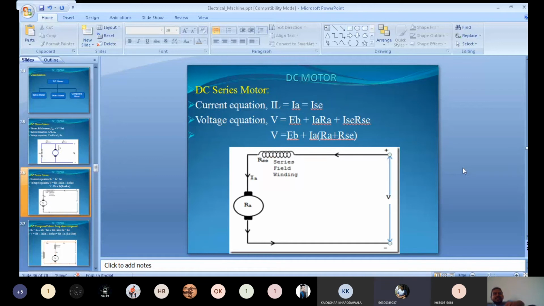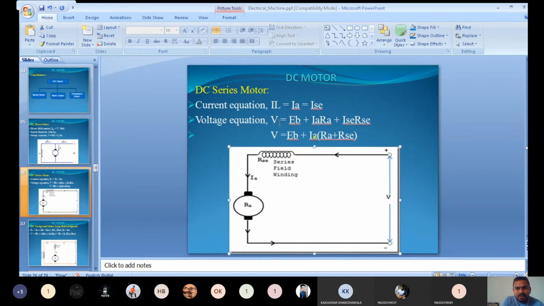Okay, in DC series motor we have a series field winding and armature winding, both are connected in series. So here is the line current, here is the series field current, and here is the armature current. So all these three are connected in series. That means current is same. So IL is equal to IA is equal to ISC. Now voltage equation, V is equal to EB, that is back EMF generated in armature winding. So V is equal to EB plus IA RA.